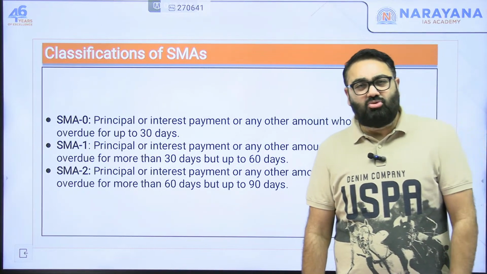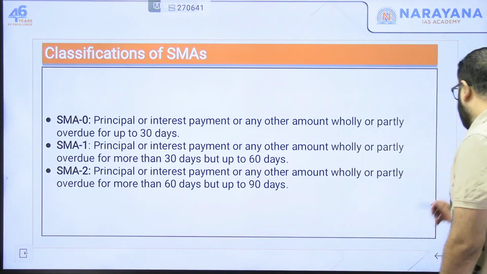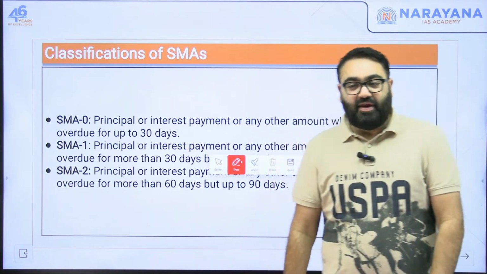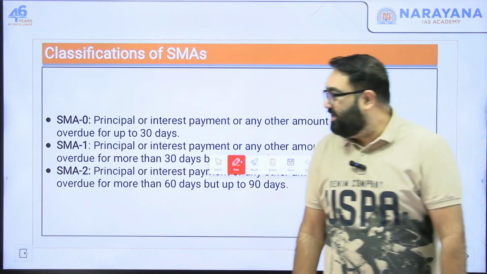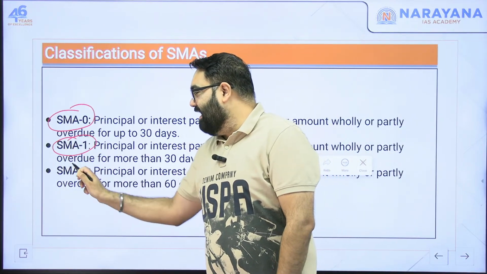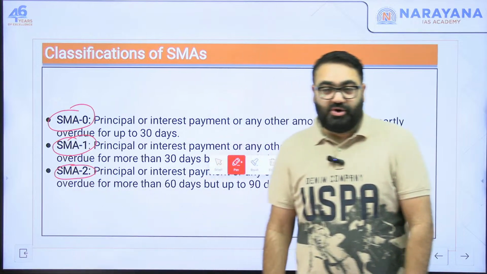Now, the SMA accounts, that is the special mention accounts, are themselves of 3 categories. This is important to remember for the examination. There are 3 categories of SMA accounts. First is SMA 0, then it becomes SMA 1, and then it becomes SMA 2. These are the 3 categories.